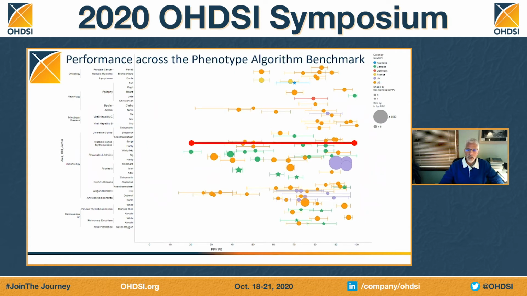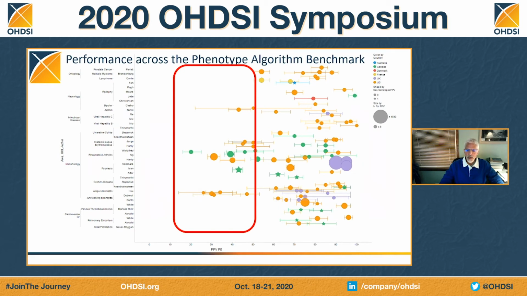We found a wide range of PPV values from 20% to 99%. Of note is that we found that 1 out of 6 of the validated algorithms had PPVs less than 50%, meaning that common algorithms that we all use got it wrong more than they got it right.